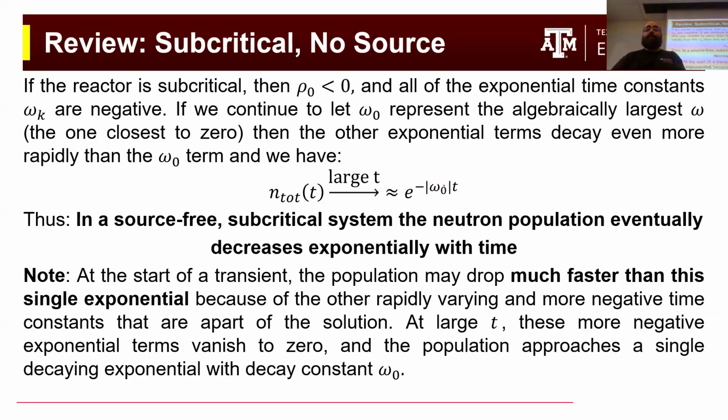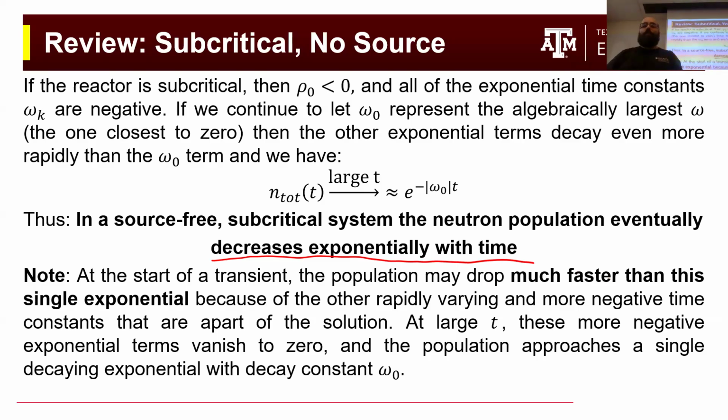And if it's subcritical, this time constant is negative, so our solution is going to look like e to the negative omega t, and that means that as t goes forward, the exponential behavior is going to be decreasing, right? We're going to have decreasing exponential behavior with time, and that's the case if you have no source and you make your system subcritical.